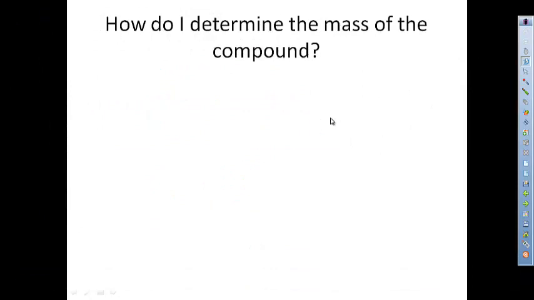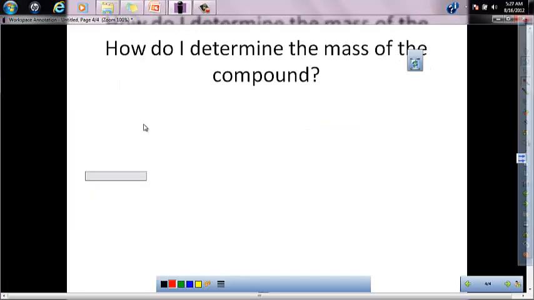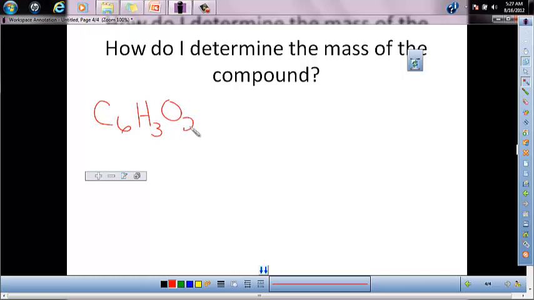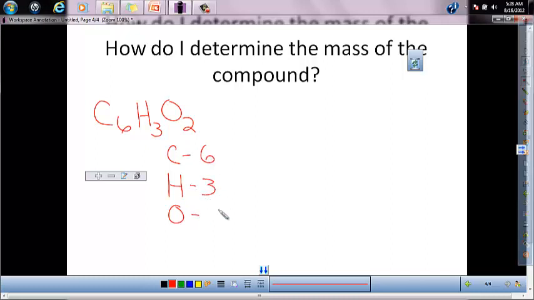Okay, so now that you know how to count the number of atoms of each element you have in the compound, how do you determine the mass of the compound? Well, let's go back to our C6H3O2. All right, the first thing you want to do is write all the elements you have in the compound going down like this. And then you write how many you have of each element. We just went over how to figure that out. It's the little number on the bottom.